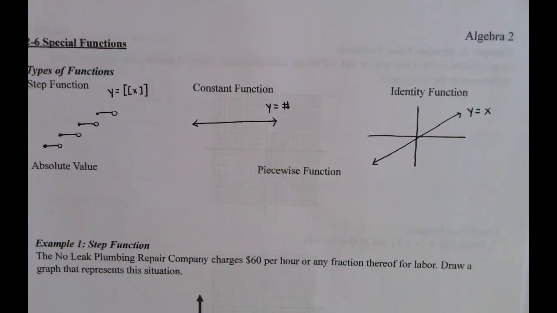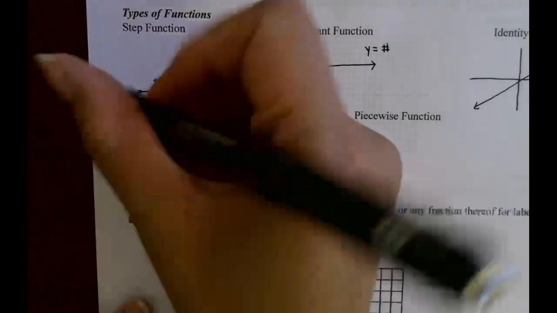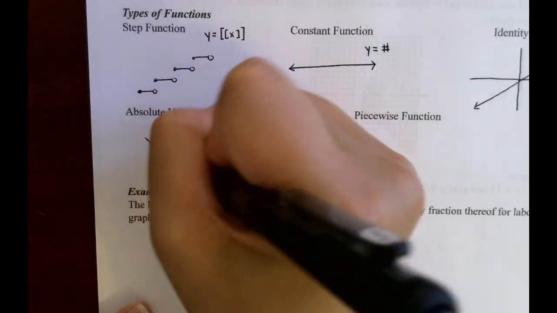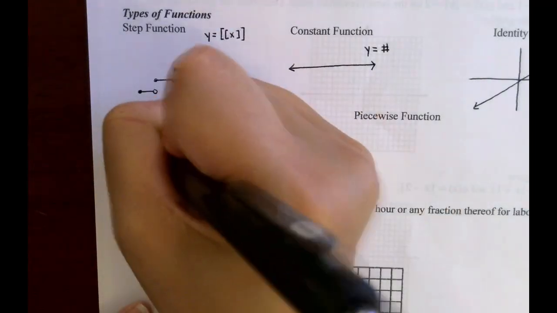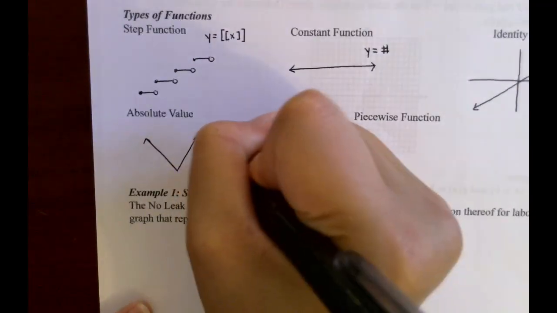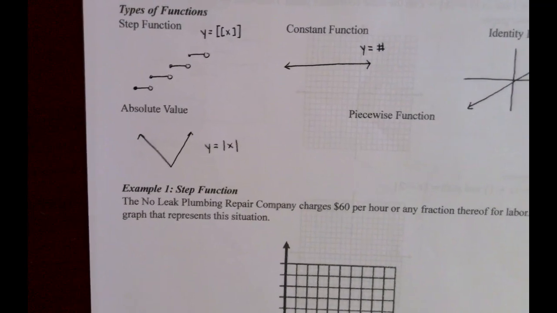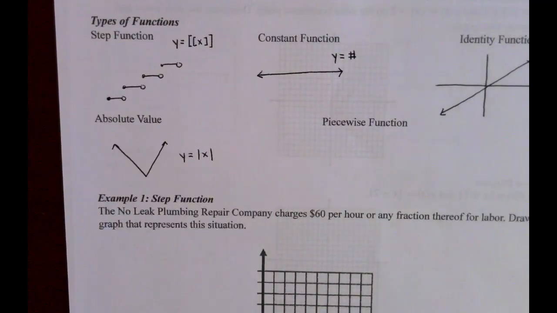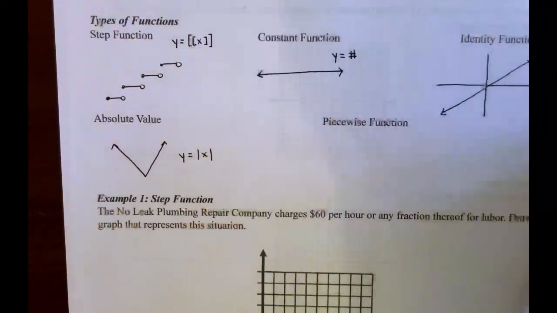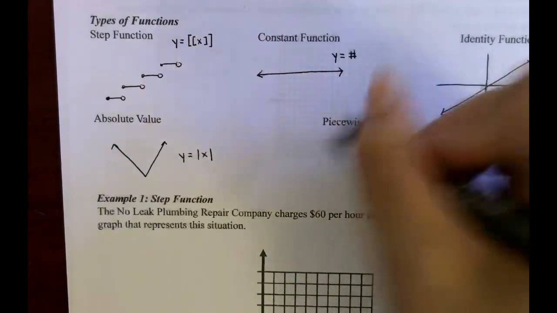Okay. The absolute value function, an absolute value function looks like a V. Okay. This is the parent function. It has an absolute value. Okay. And then a piecewise function, normally it has different pieces, and that's why it's a piecewise function.